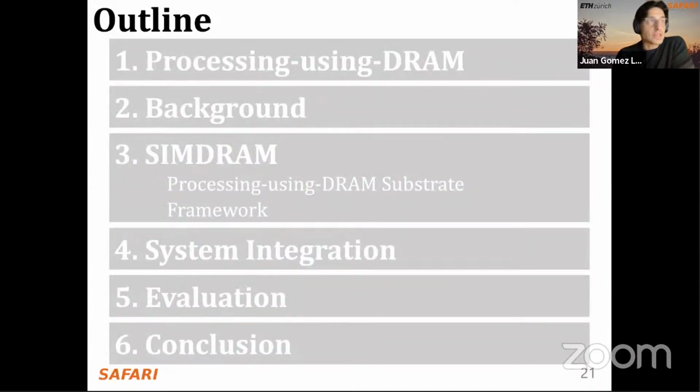So this is the outline. First of all, I'm going to recap on processing using DRAM. I already did at the beginning of the lecture, but I guess it's fine if we again refresh everyone's memory with RowClone, Ambit, and so on. We are going to see also a little bit of background on how DRAM operates and also these processing using DRAM techniques. Then we will talk about the SIMDRAM framework.